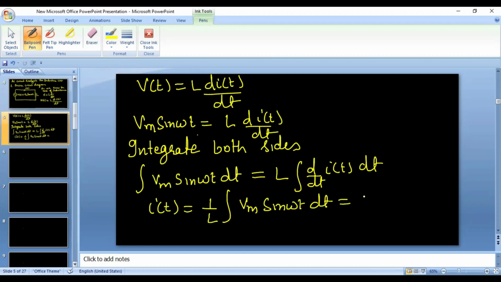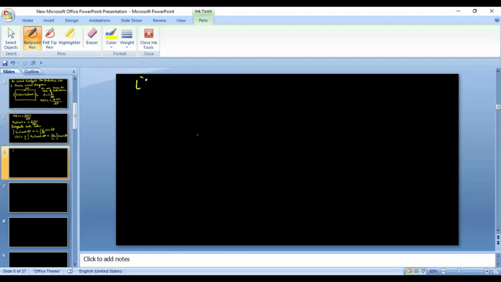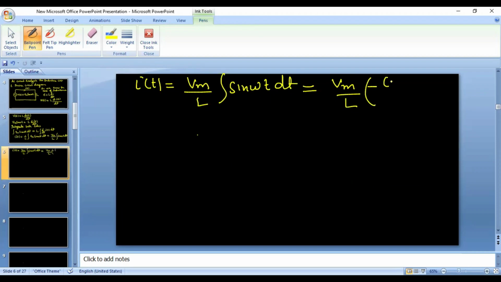Now you can see here Vm I can take out of the integration. So Vm by L integration sin omega t dt. Now you can further solve it. If I integrate sin omega t with respect to dt, what I am going to get is Vm by L times minus cos omega t by omega. So if I further solve it, Vm by omega L times minus cos of omega t.